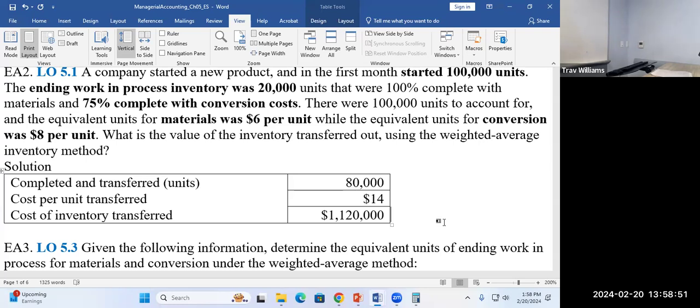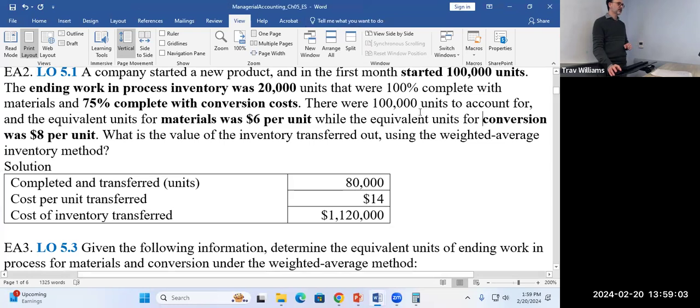Is there a question, Jordan? Yeah, so we don't do anything with where it says 75% complete with conversion costs? In this case, we actually did not need that. That's right, because they already told us the conversion cost per unit. But if we'd had to figure that out on our own, then we would have needed it. And you are correct. Okay, anything else? Let's see what's next.